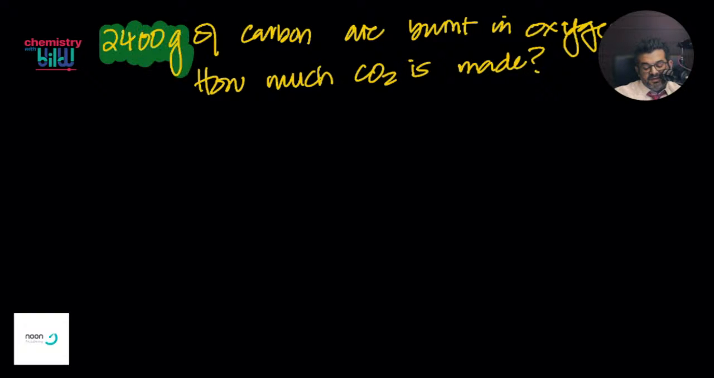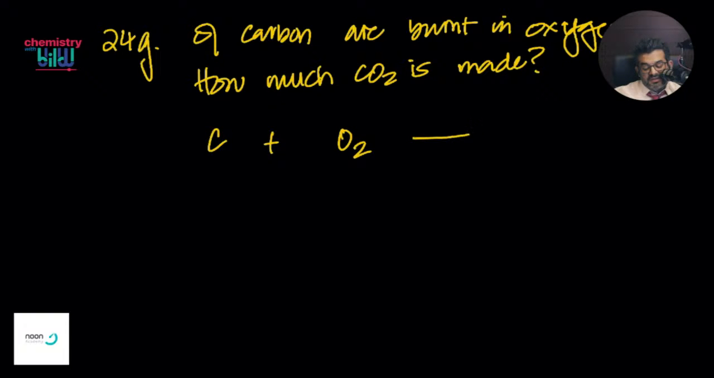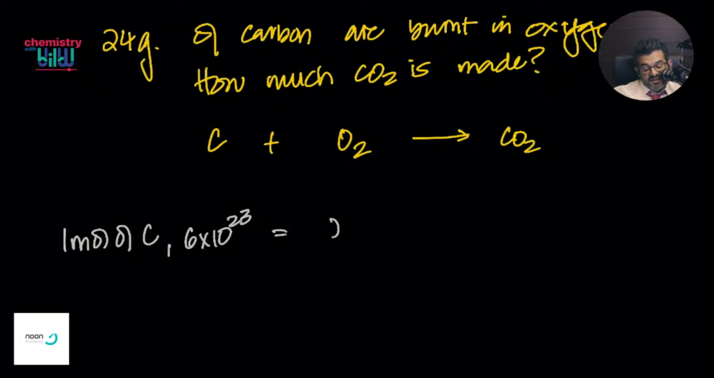Well, very simply, let's forget even 24,000. Can I say 24 grams? Now, you might wonder, how will I do this? Well, the reaction equation is C and O2 becoming CO2. So I want to use this to find this. What did I just do that helps you do that? I have told you that one mole of carbon atoms, which is this many atoms, has a mass of 12 grams.